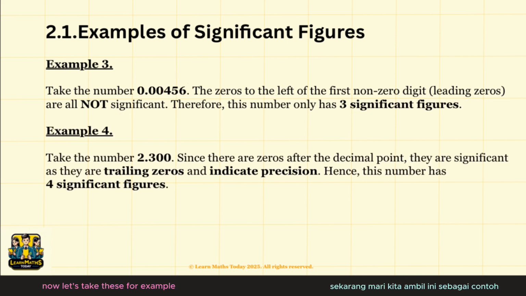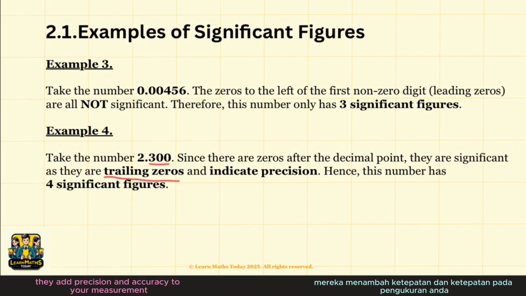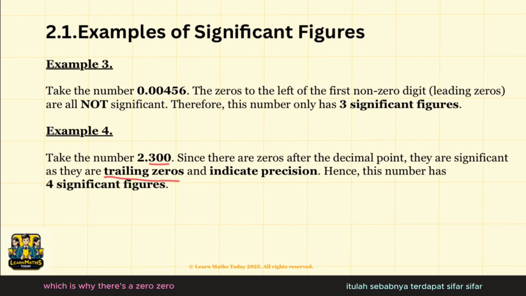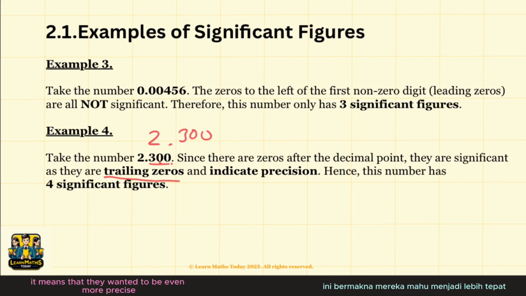Now let's take these for example. The zeros are after the decimal point and they are significant because they are trailing zeros. Basically, they add precision and accuracy to your measurement, which is why there's a 0, 0. Think about it. If the precision was used by another instrument, then we could just write it as 2.3. But since they added the two zeros at the back, it means that they wanted to be even more precise. Therefore, it will be four significant figures because the two zeros need to indicate the precision and show that the measurement is very precise.